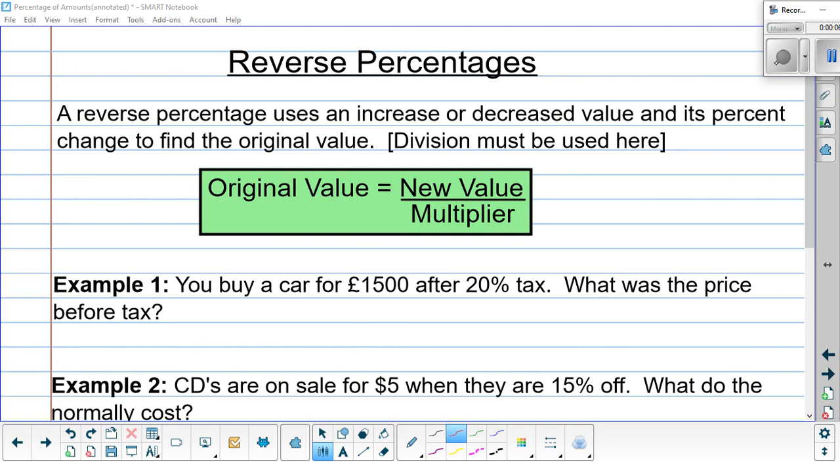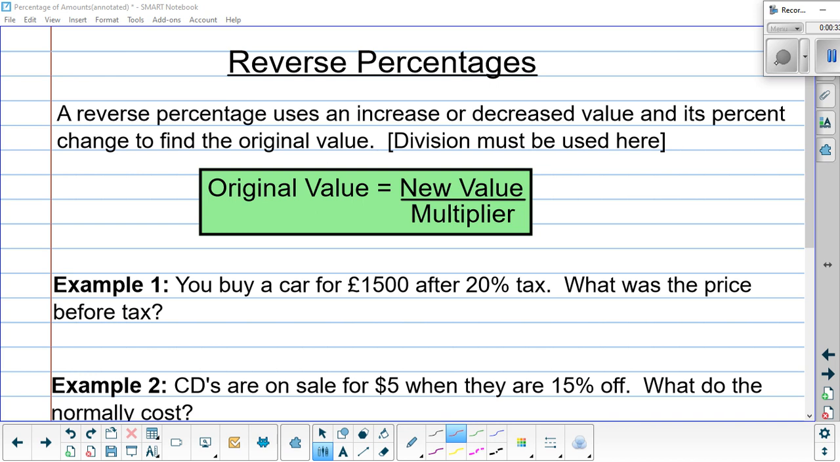So a reverse percentage uses an increase or decrease value and its percent change to find the original value. A situation like this is you go to the store and something's on sale, I don't know, 50% off and it costs £150, right? You want to know what the original value of it was before so you could go around and compare, right? How are we going to do this?